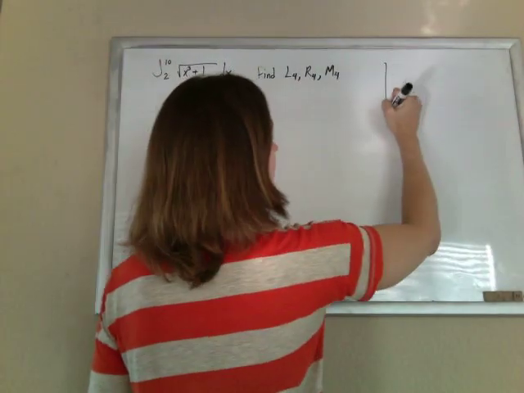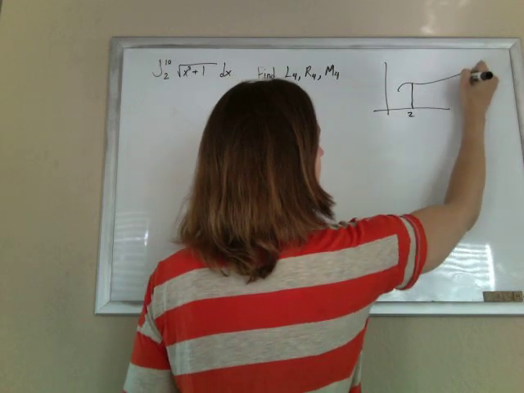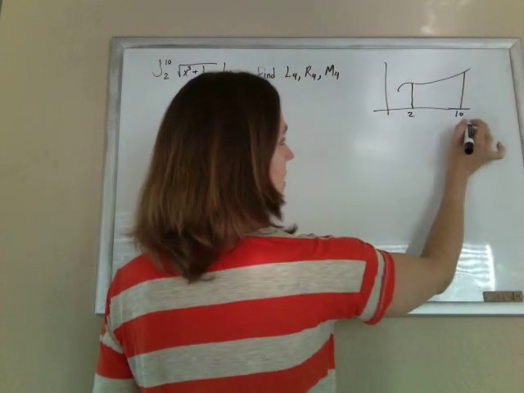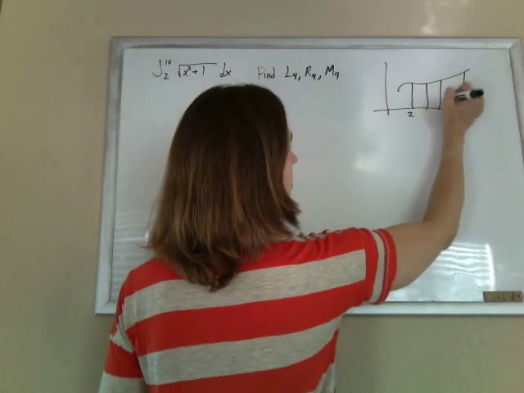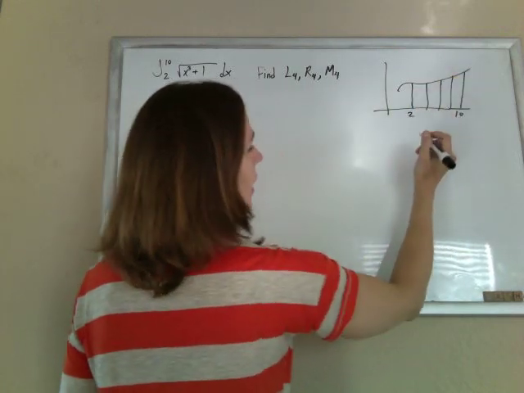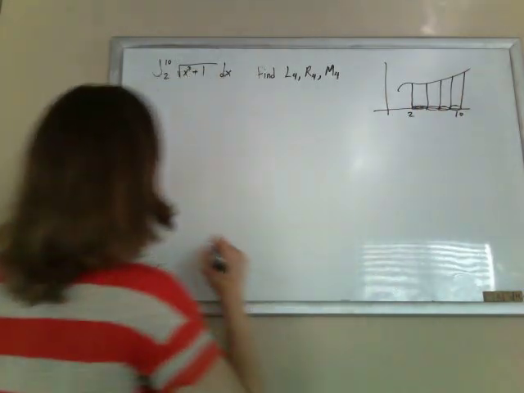I don't even care what this function looks like, right? It's some mess, and I'm going to try to find its integral, its area under the curve from 2 to 10, by breaking it up into, in this case, 4 rectangles. 1, 2, 3, 4. Each rectangle is going to have a little length that we call delta x.